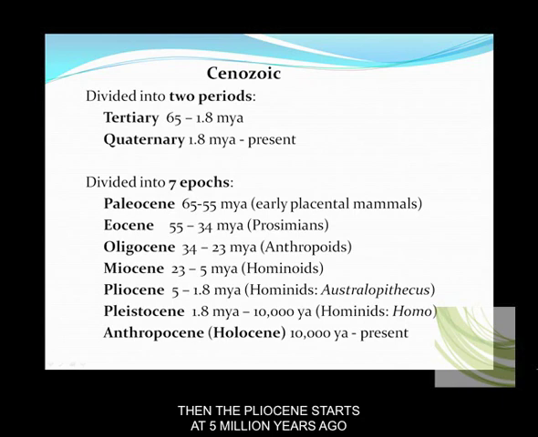Then the Pliocene starts at 5 million years ago, and this is when we see our first truly bipedal hominids, walking on two legs, from the genus Australopithecus. Around 2 million years ago, during the Pleistocene, we see our first genus Homo hominids show up. And the Pleistocene epoch continues until 10,000 years ago at the end of the last ice age. Then we enter what used to be called the Holocene, but is now often referred to as the Anthropocene, which is 10,000 years ago to present. So that's the epoch that we are currently in right now.